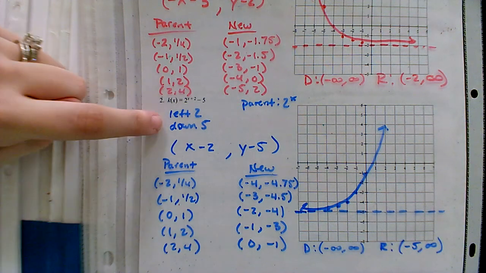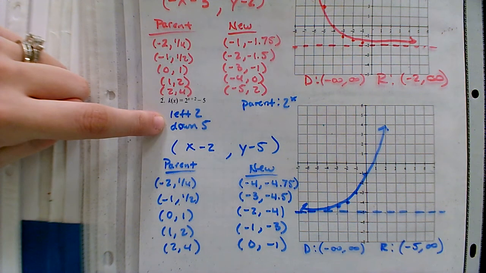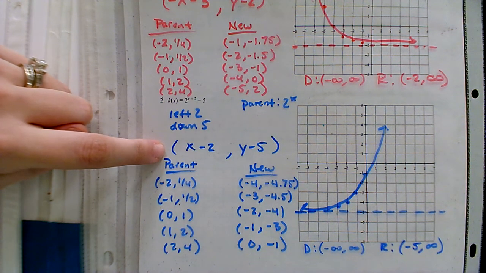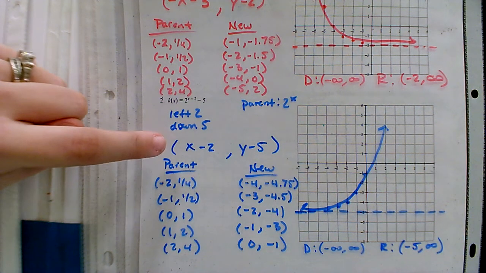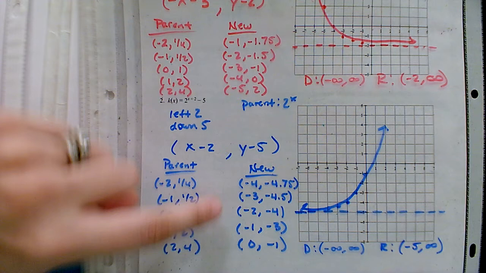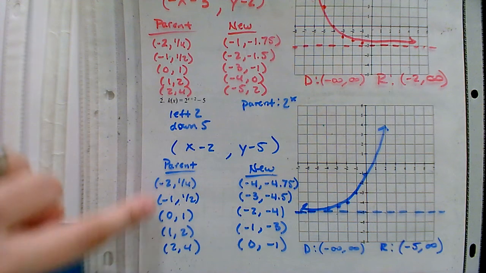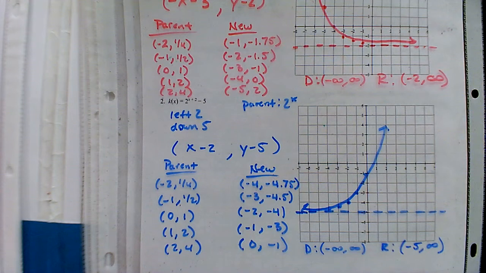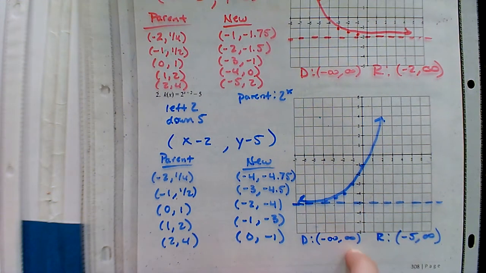All right, how do we do with the changes? Left 2, down 5? Can we identify those? All right, based off those changes, can we write the new rule we use for the ordered pairs? Okay, can we accurately use that rule to figure out where the new points are based off of where the parent points were located? Can we plot those new points? And how do we do with the domain and range? 2 thumbs way up? Perfect.